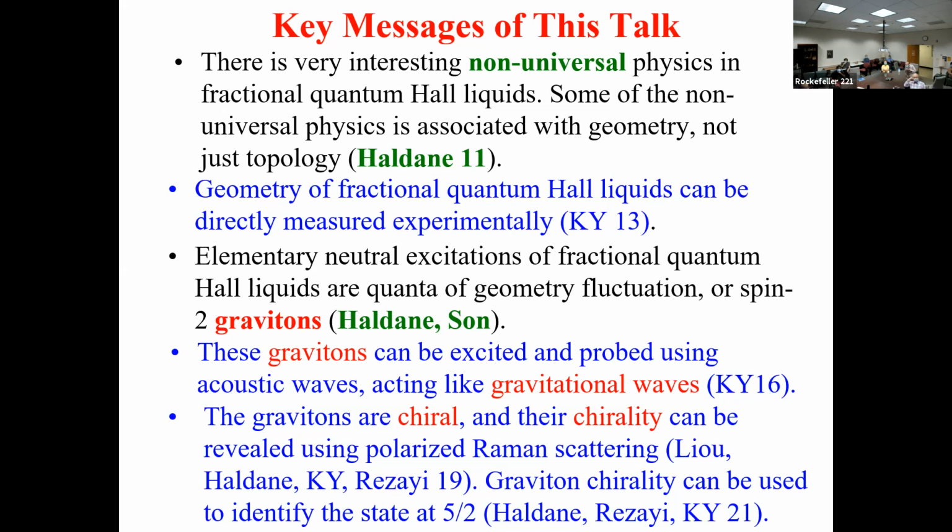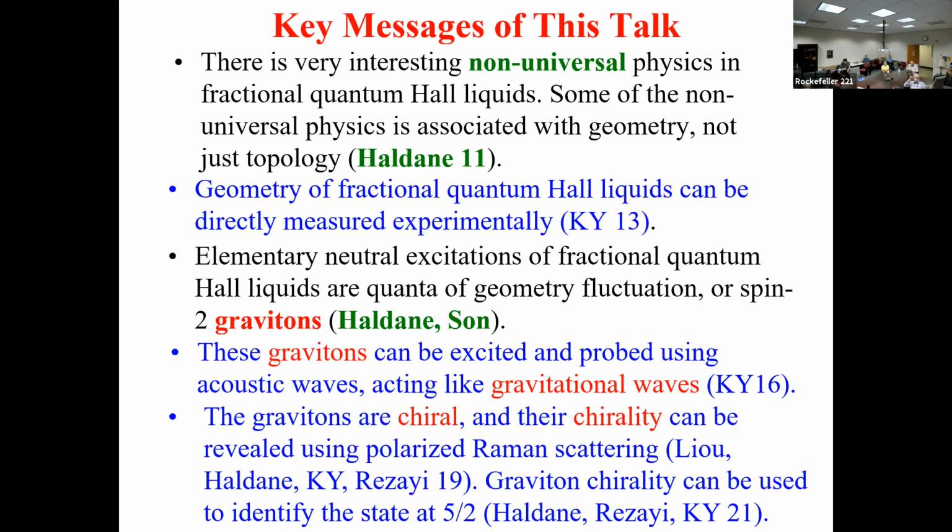And this is an experimental probe that already exists and has been used before to study excitations in fractional quantum Hall liquids. I'm going to make some comparison with existing experimental data, but the chiral nature of these gravitons hasn't been revealed yet because the previous experiments were not using polarized light.